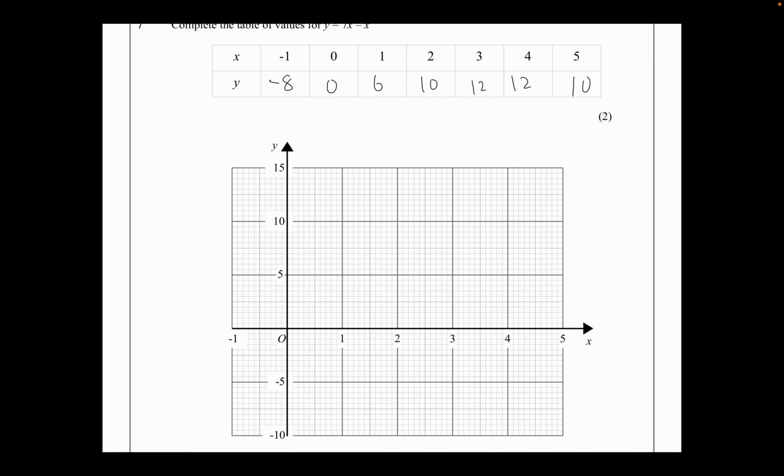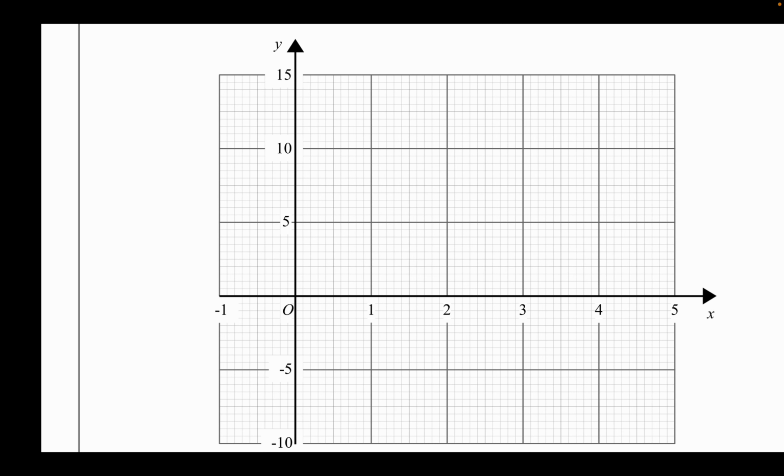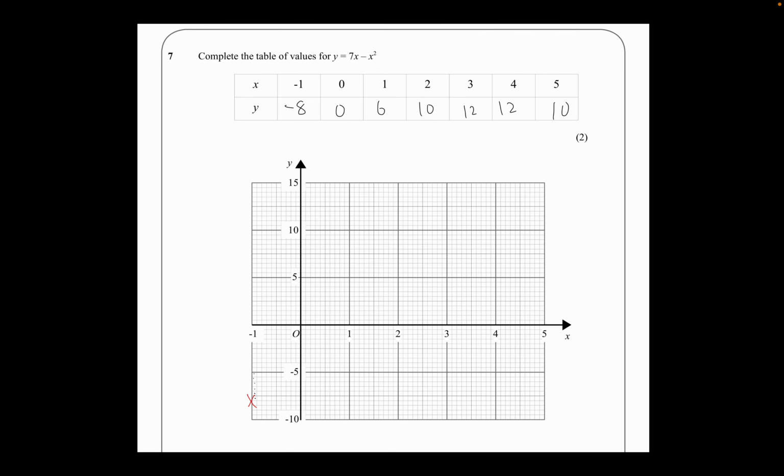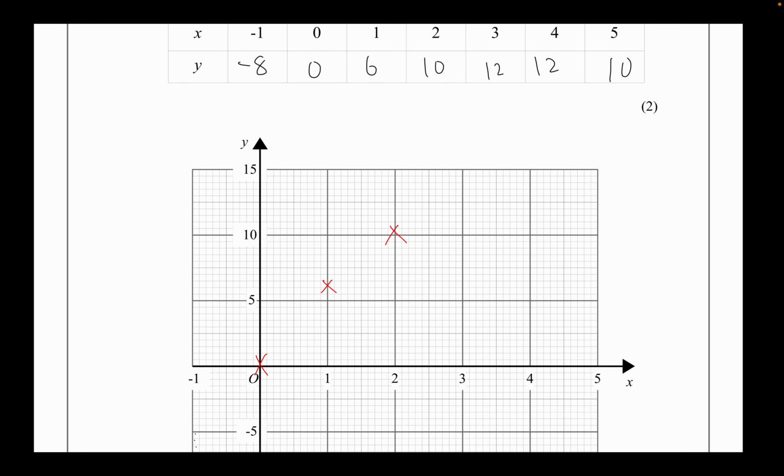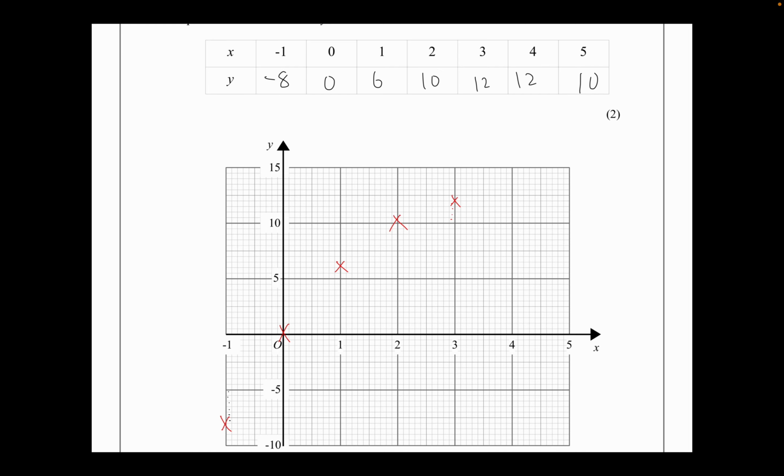So it's negative. If you zoom in, it should be roughly 6 squares from here. 1, 2, 3, 4, 5, 6. So it should be roughly there. Negative 1 comma 8, 0 comma 0, 1 comma 6 should be 2 squares above. 2 comma 10, 3 comma 12, which should be roughly 4 squares from here. So 3 comma 12, 4 comma 12, 5 comma 10.